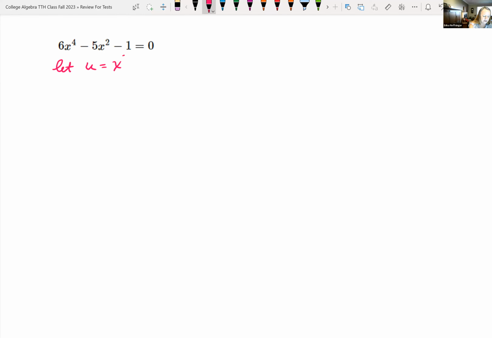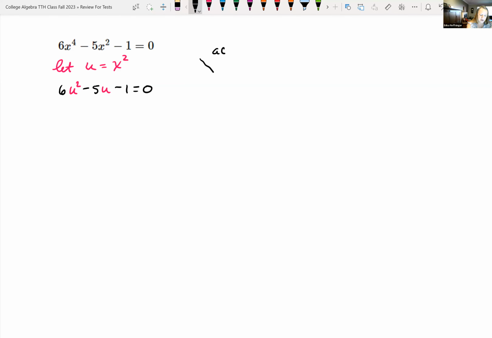x squared. If we did this and we went back in and plugged in, we would have 6 times u squared minus 5u minus 1 is equal to 0. So my coefficient in front of the u squared is not 1 again. And so I need to look at my AC method, or that's one way to try to factor it.